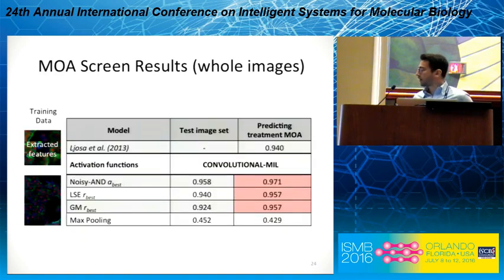So once again, we applied our model with a similar fraction of the data used for training and testing as a previous publication, which used factor analysis for this. And once again, our models do better at predicting the overall mechanism of action.